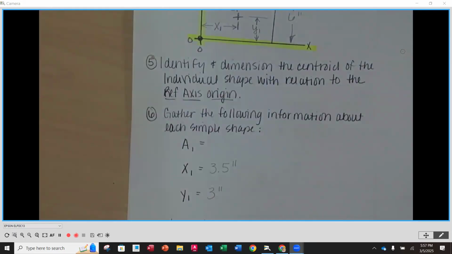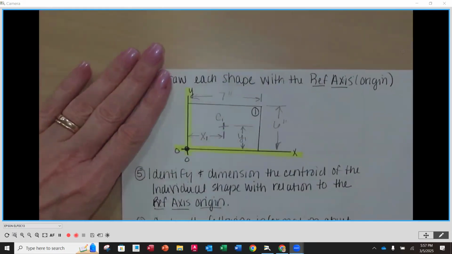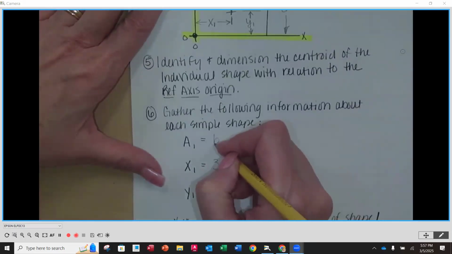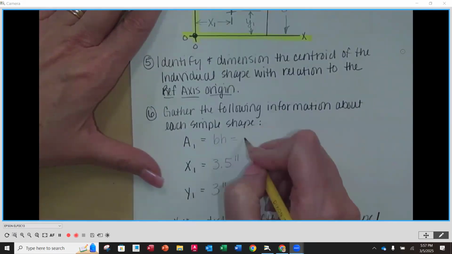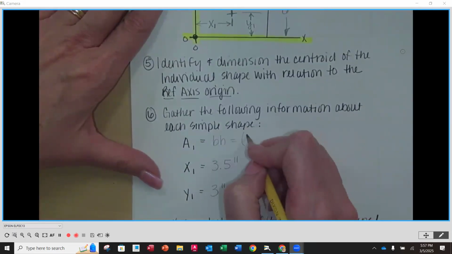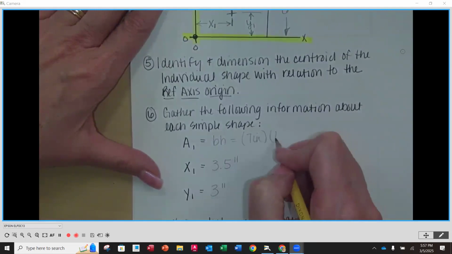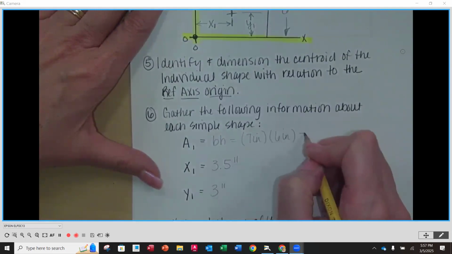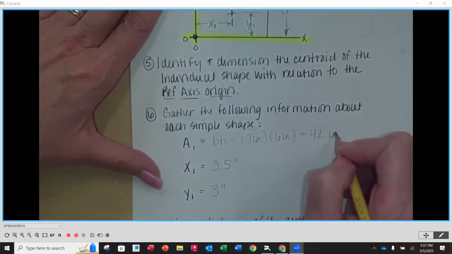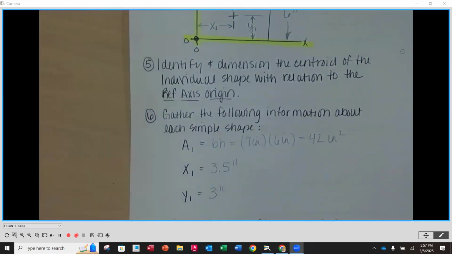And then we have to calculate our area. This is a rectangle, so we're expecting it to be base times height, right? So that means our base is 7 inches. Our height is 6 inches. So that means that's going to be 42 inches squared. Okay. So for each one of our shapes, we are always going to collect area, x, and a y. Okay. Area, x, and a y.